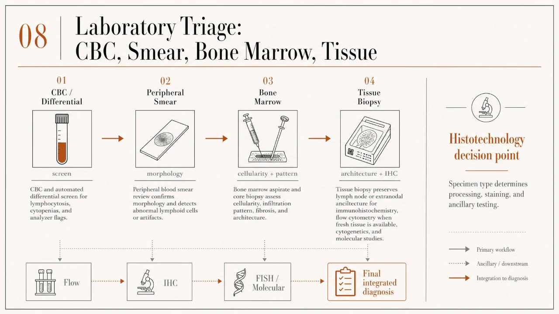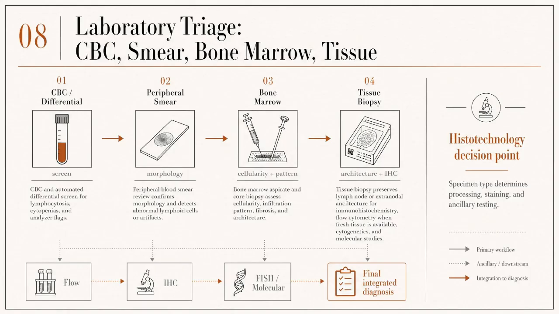Tissue biopsies, especially excisional lymph node biopsies, provide the most comprehensive information by preserving lymph node architecture, which is crucial for differentiating among various lymphoma subtypes. Proper fixation, typically in neutral buffered formalin, is essential to maintain morphology and antigenicity. When bone is present in the specimen, decalcification must be carefully managed.